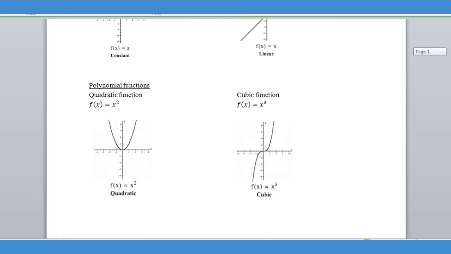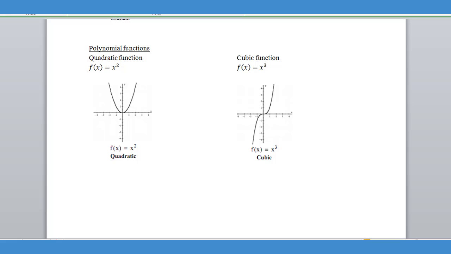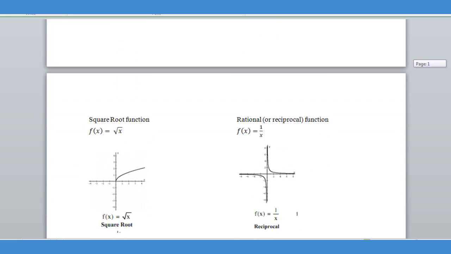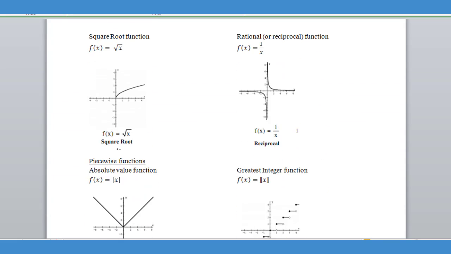So as we go down, you can see we've got special types of polynomial functions, higher degree exponent functions, if you will. So we've got x squared and x cubed. So we've already talked about quadratics and cubics at this point. So we'll move on down. Again, we can see the square root function. We've worked on that one before.